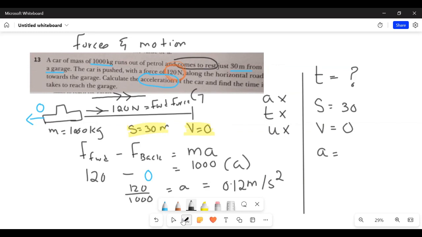Now we have to find the time. We have S, which is 30. We have V, which is 0. We now also have acceleration, which is 0.12. And we have to find the time. So which equations of motion has all 4 of these parameters, T, S, V, and A? बताएं.